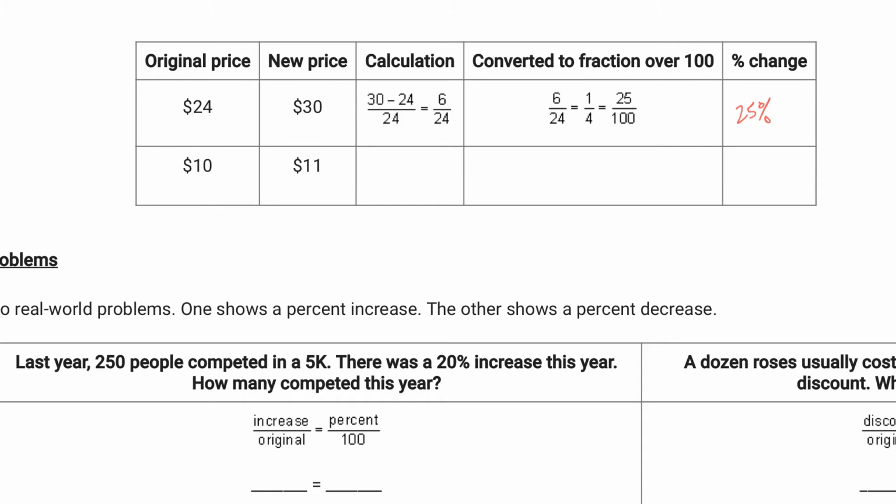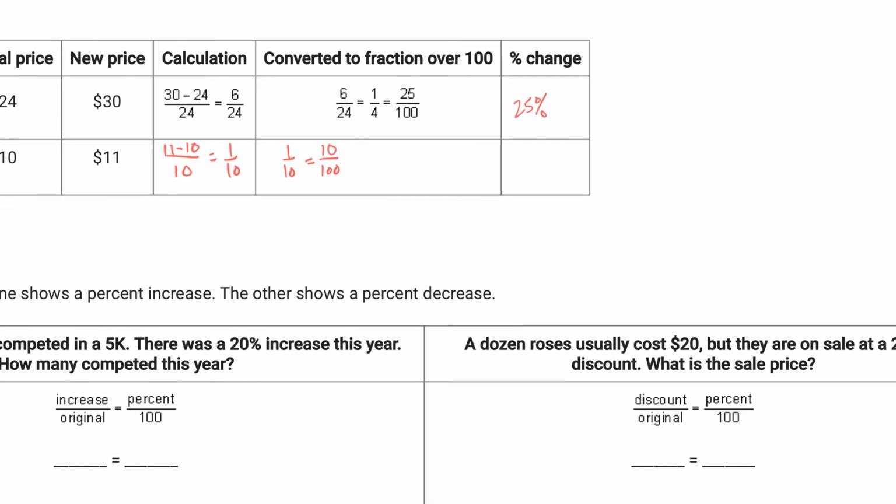So in this one, we would have 11 minus 10 divided by the original number, which is 10. And that would be 1/10. So 1/10 is equal to what out of 100? Well, that would have to be 10%. That would have to be 10 out of 100. And 10 out of 100 is 10%. So it went up 10%.